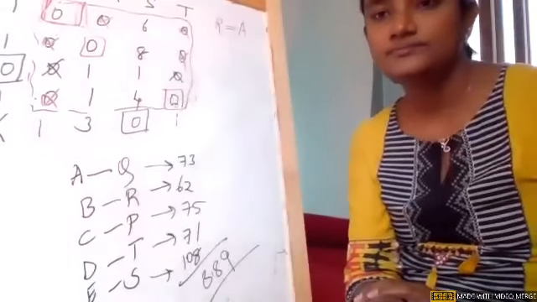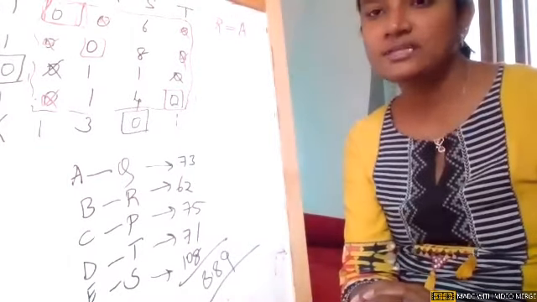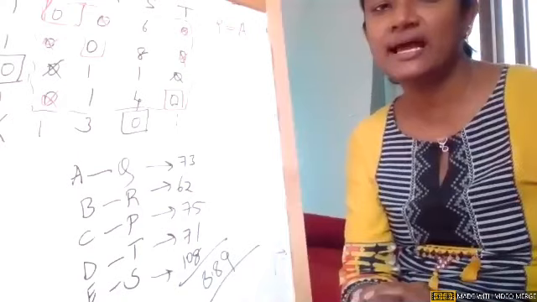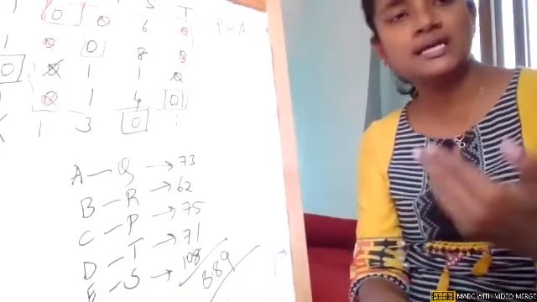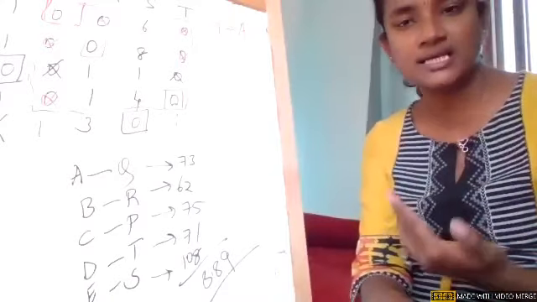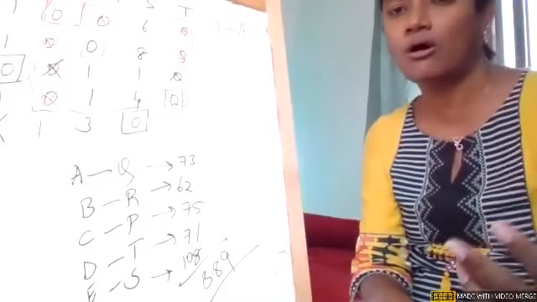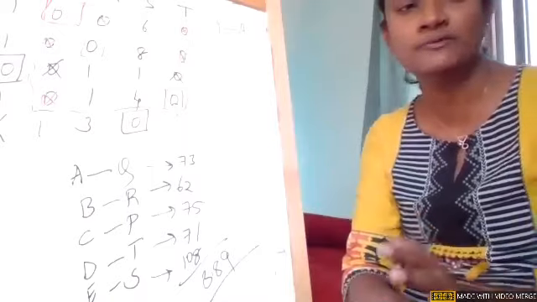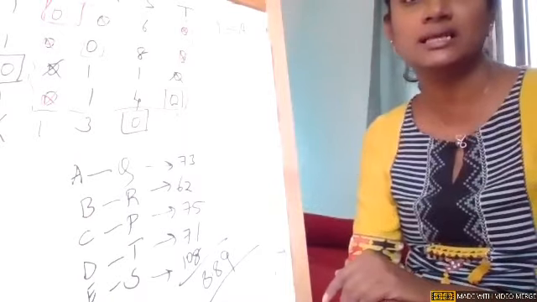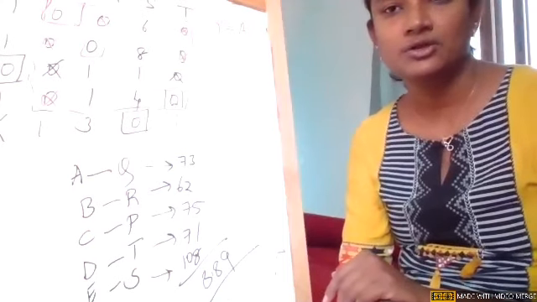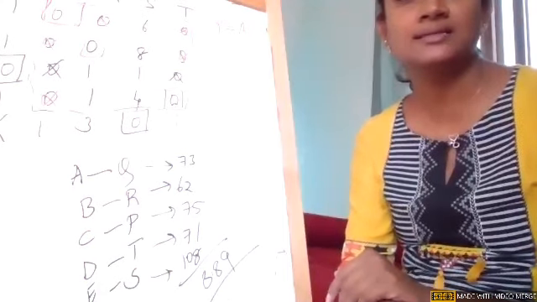Someone is asking, if they don't form a rectangle? If they don't form a rectangle, repeat the iterations. Row wise iteration, column wise iteration, row wise iteration, column wise iteration until all your zeros are covered. There must be no zero which is uncovered. Until all your zeros are done, you need to repeat the iteration. That's it. You will understand more clearly when you practice it well.